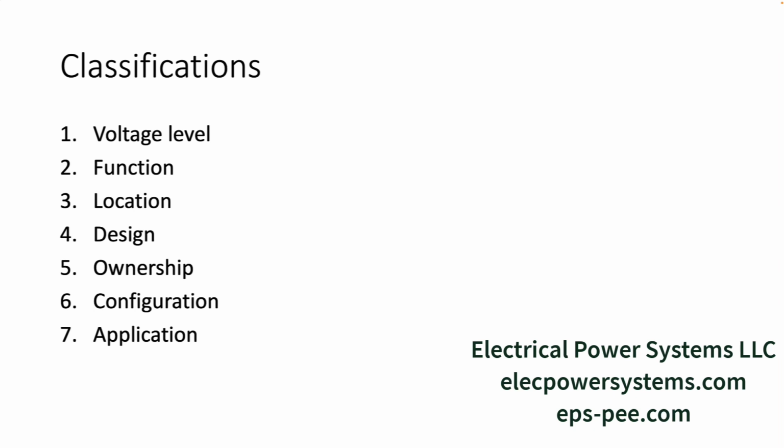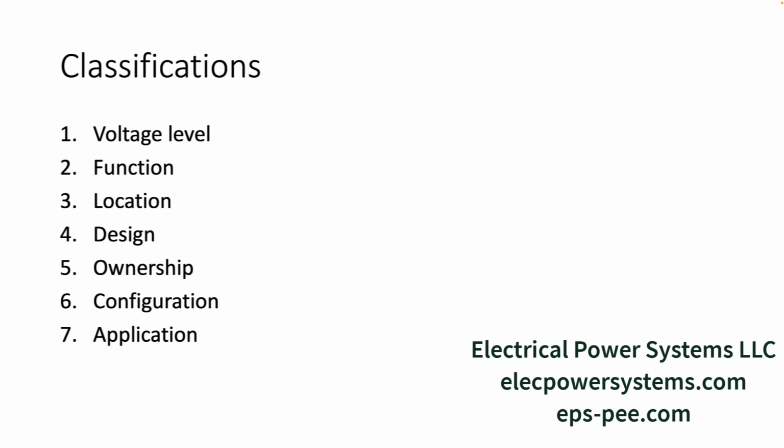Ownership. Substations can also be classified based on their ownership. A utility-owned substation is one that is owned and operated by a utility company, while an industrial substation is one that is owned and operated by an industrial customer, such as a large manufacturing facility.